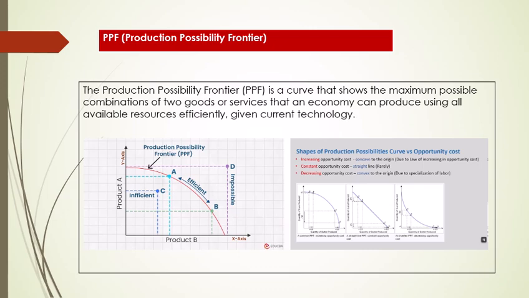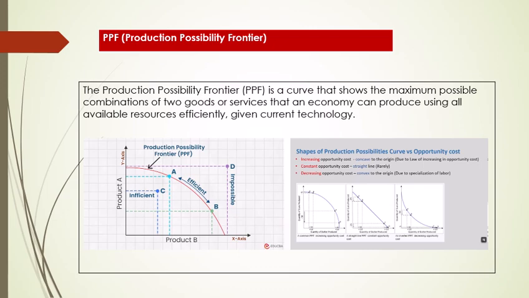2. Inefficient point. C point. These are the points inside the curve. They show that resources are not being used fully. Maybe workers are unemployed or machines are unused. For example, if the country could produce more rice and cloth but is not doing so, that's inefficiency. 3. Unattainable points. D points. These are the points outside the curve. They represent a level of production that are not possible with the current resources and technology. For example, producing a huge amount of both rice and cloth at the same time is simply not possible now.